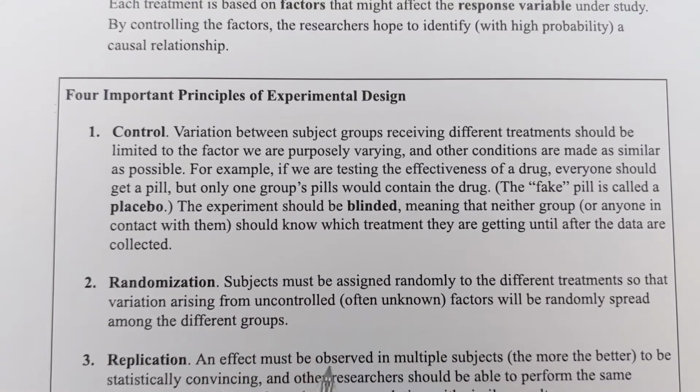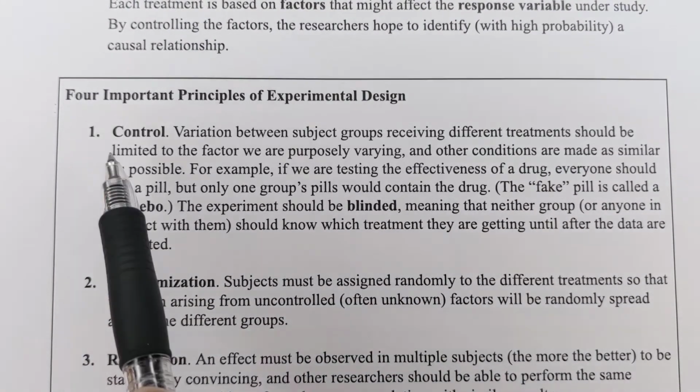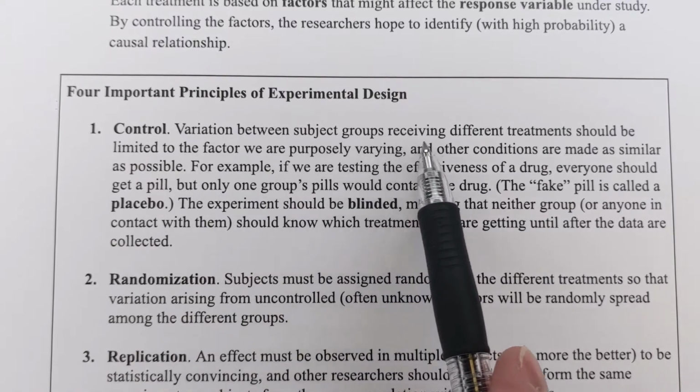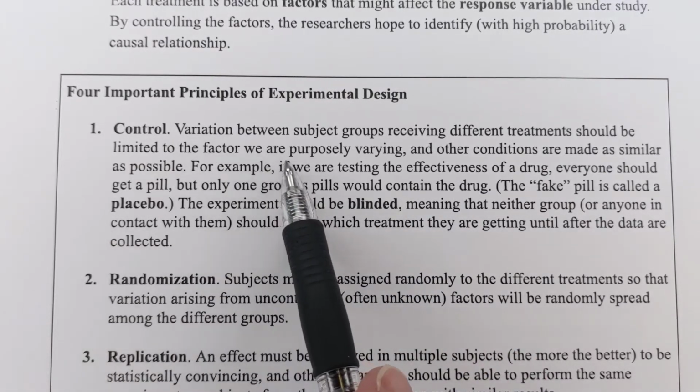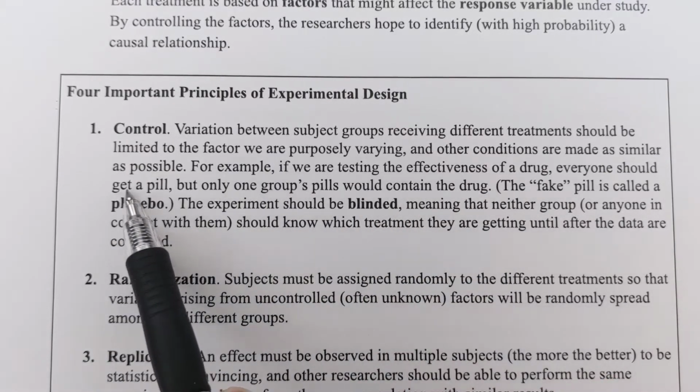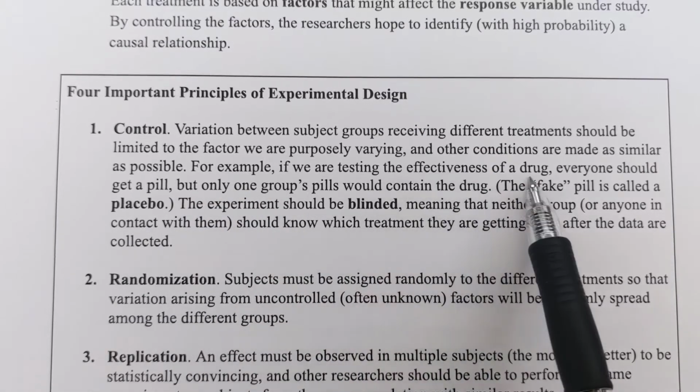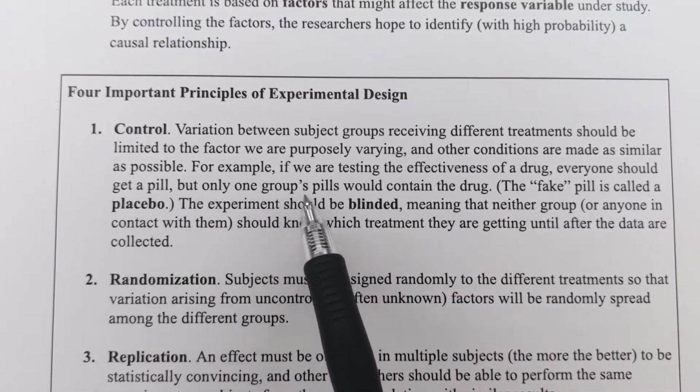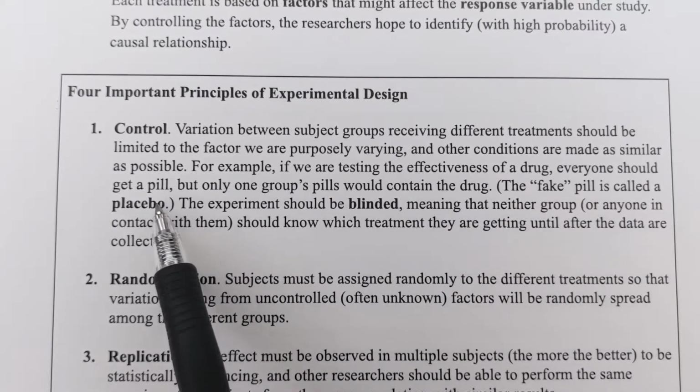So there are 4 important principles of experimental design. Control: variation between subject groups receiving different treatments should be limited to the factor where you're purposely varying, and other conditions made as similar as possible. For example, if we were testing the effectiveness of a drug, everyone should get a pill, but only one group's pills should contain the drug. The fake pill is referred to as a placebo.